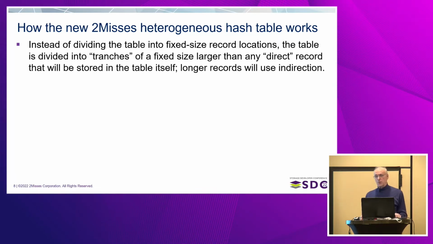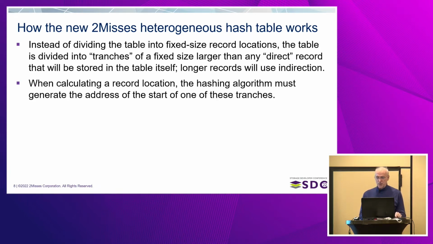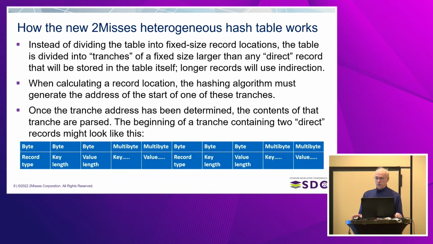Instead of dividing the table into fixed size record locations, as is done with an open addressing table, it's divided into tranches of a fixed size that is larger than any direct record that will be stored in the table itself. Longer records will use indirection, and because it's heterogeneous, you can have a mix of direct records, indirect records to short areas, indirect records to long areas, specialized records just for the user at the user's discretion, and so forth. When calculating a record location, the hashing algorithm must generate the address of the start of one of these fixed length tranches. And once the tranche address has been determined, the contents of that tranche are parsed.